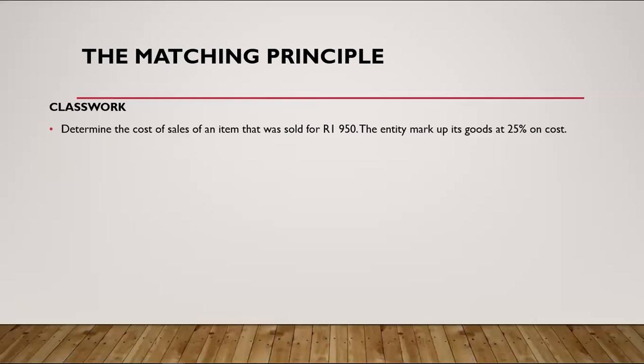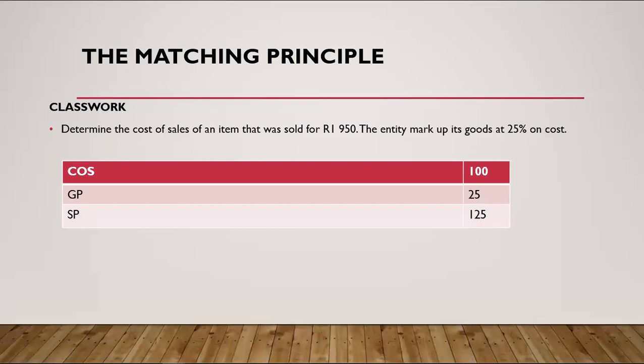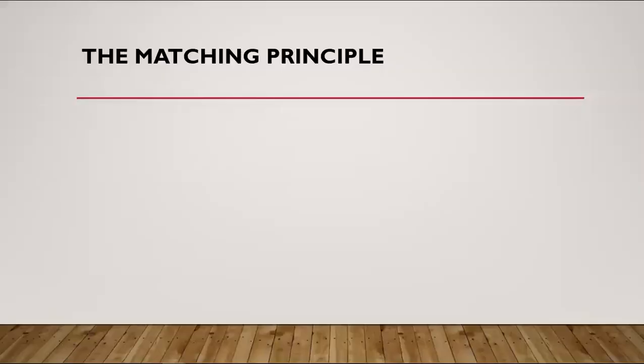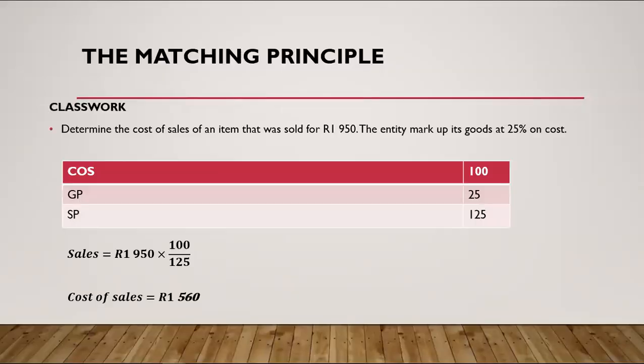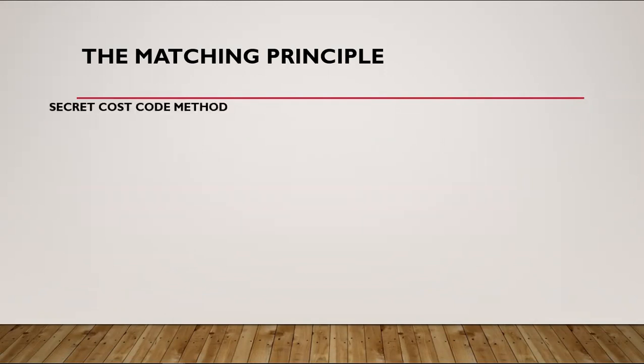Now they told you to determine the cost of sales of an item that was sold for 1,950 and they use the markup of 25%. You just do this quick table here. Cost of sales is 100, so you'll multiply by, wait a minute, here they wanted cost of sales. So you're supposed to multiply that 1,950 by 100 and divide it by 125. Okay, and obviously that will give us 1,560.